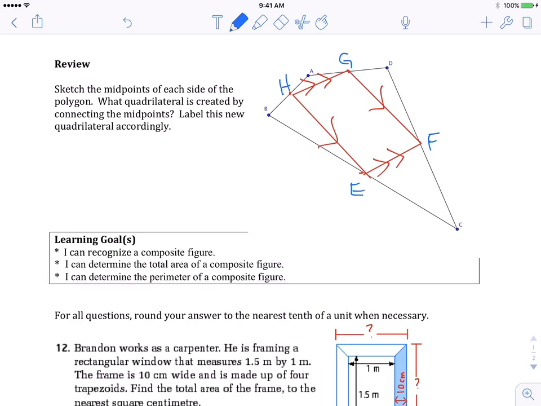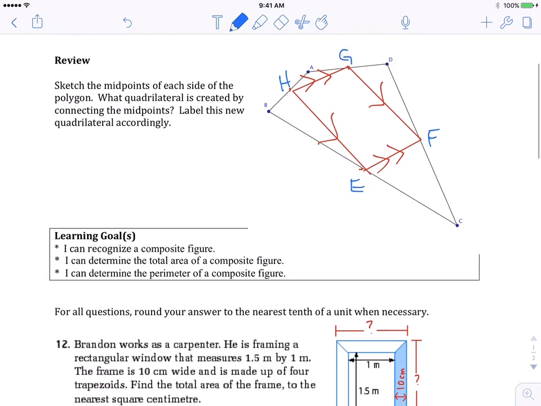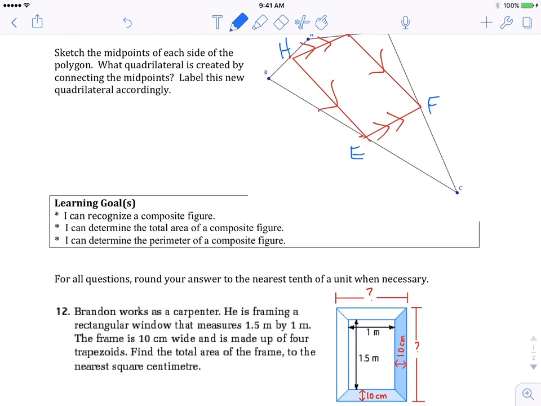Learning goals for this lesson are the fact that I can recognize a composite figure. Again, two or more shapes put together. So something like we saw in the last lesson, something like this. Okay, something like that is a composite figure, and it could be just a rectangle and a triangle added together. I think I mentioned a compound word, or two figures put together, two words put together type thing. I can determine the total area of a composite figure.